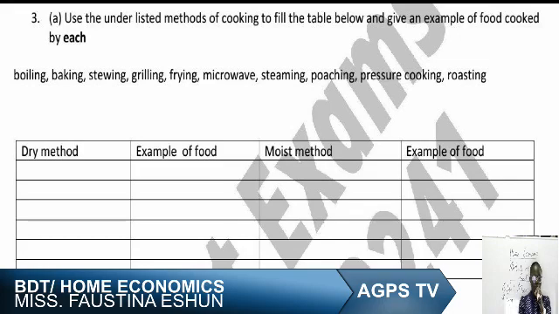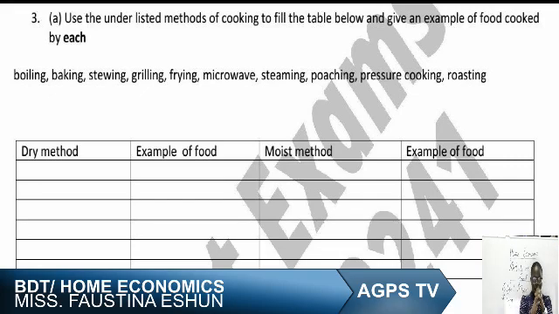Where do you think boiling belongs, moist or dry? You've boiled something before. Boiling is when you put food on fire using liquid, that is water, to cover the surface of the food to apply heat to it to make the food cook for you to consume. Will boiling fall under dry or moist method of cooking food? Yes, very good. It is the moist method of cooking food.